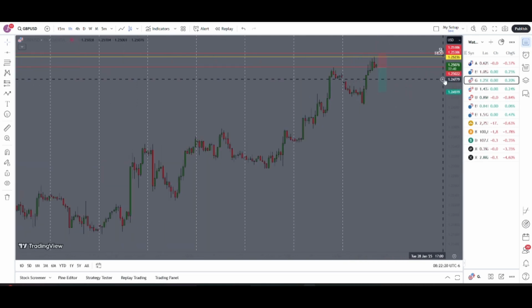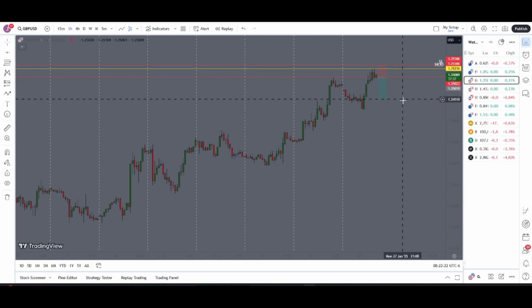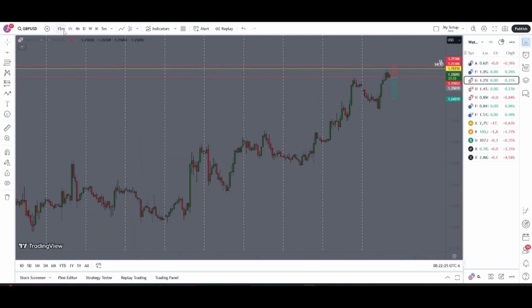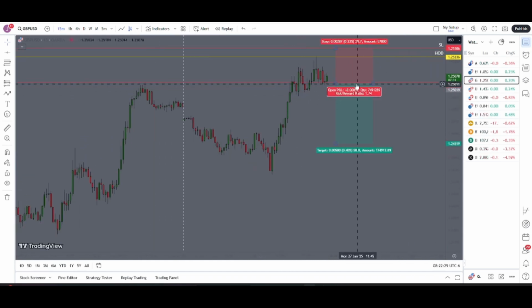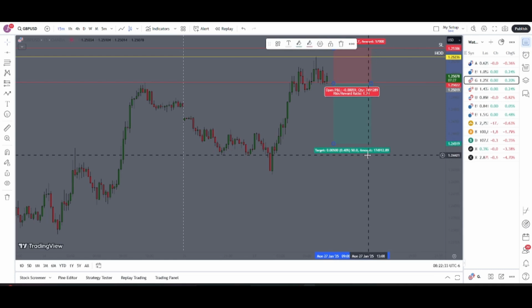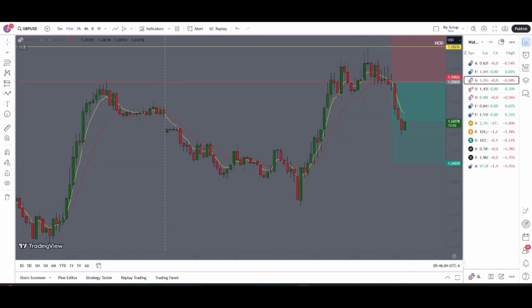So now I'll be looking for a quick reversal for a sell, and then I'll be interested in continuing to buy up, depending on how everything plays out. So I'm just waiting. Once I get this close below, then I'll be interested to take this position.